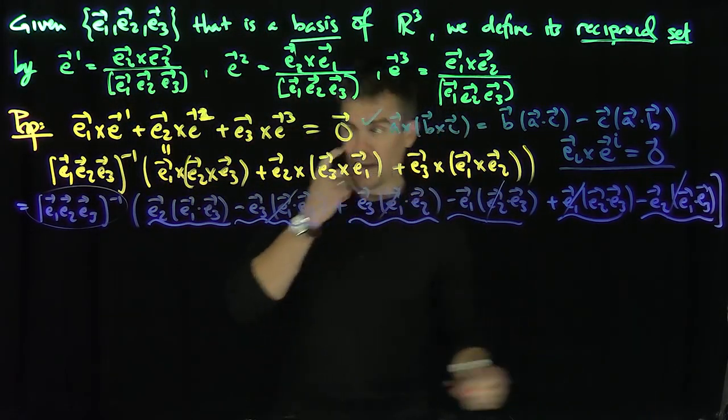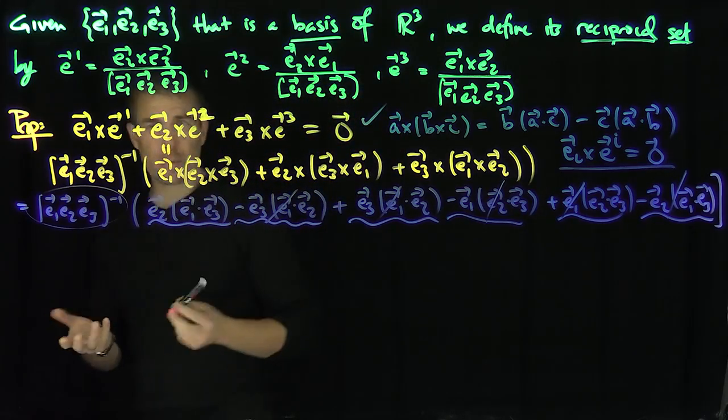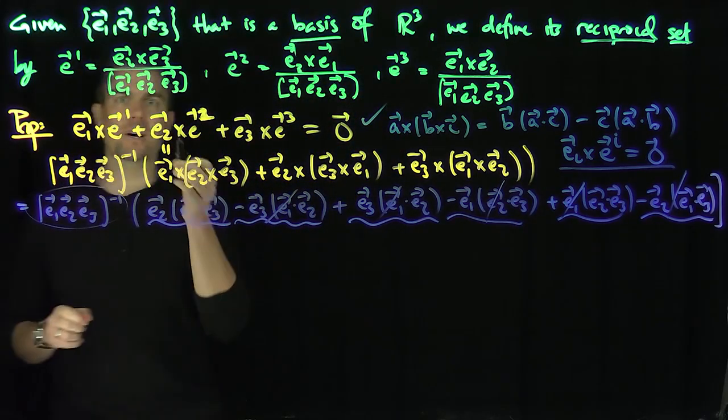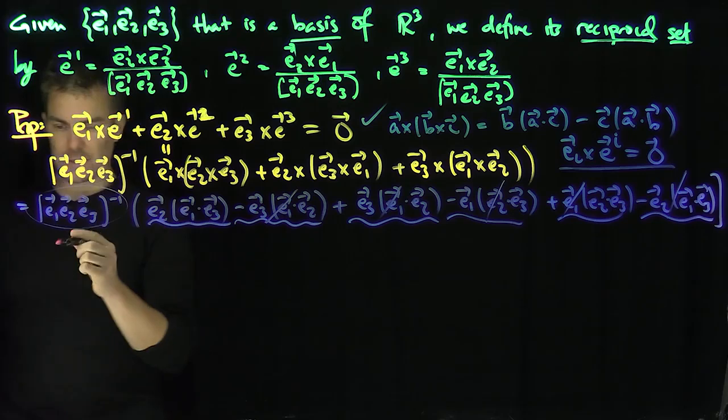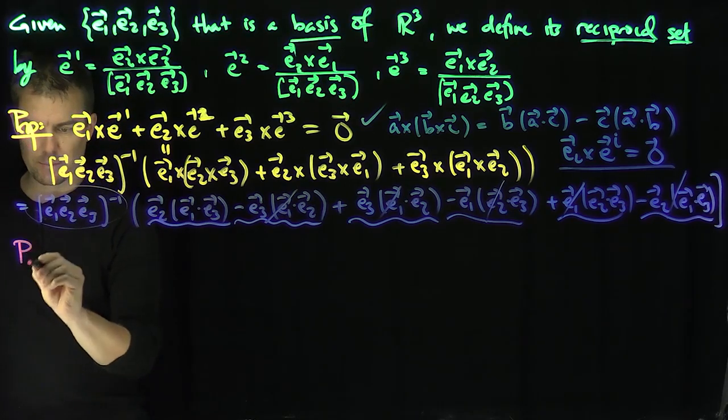Now what's the next result? It gives sort of credence to this idea of a reciprocal collection of vectors, right? Namely that the determinants of these things multiply to 1, right? And so here's the next proposition.